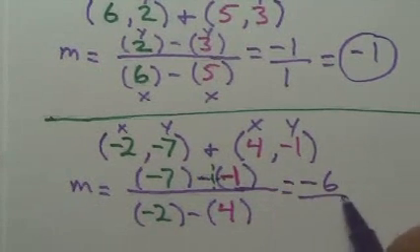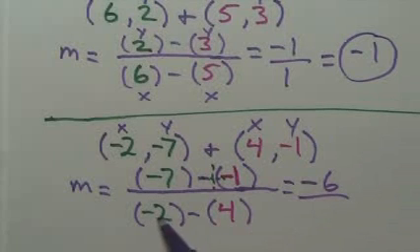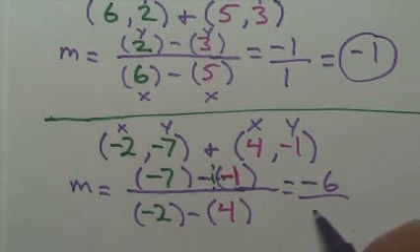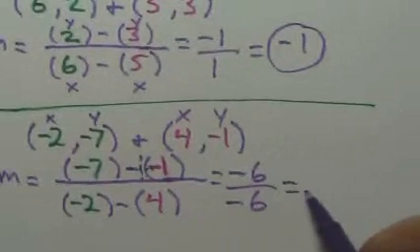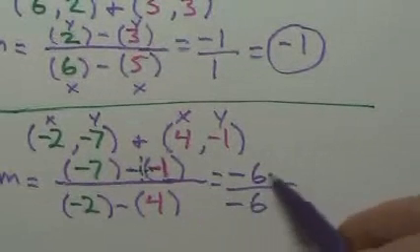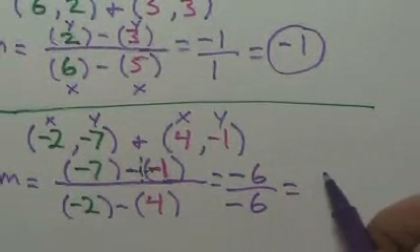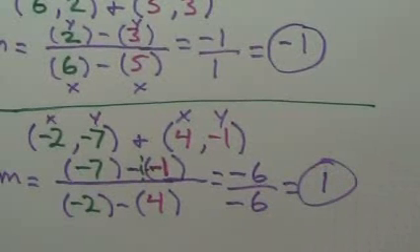Negative 6. And then over here I have negative 2 and negative 4. Negative 2 and negative 4 equals negative 6. And that just equals, negatives cancel when dividing, 2 of them. The answer is 1. The slope is 1.